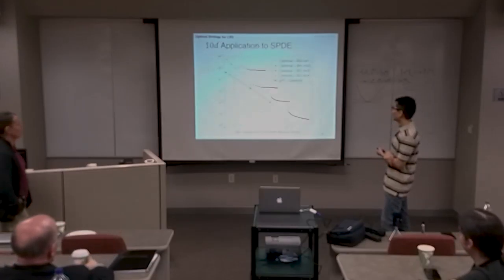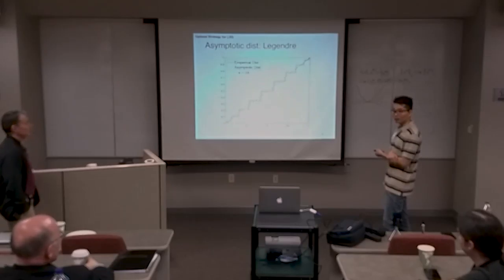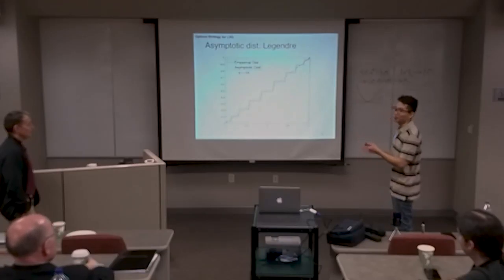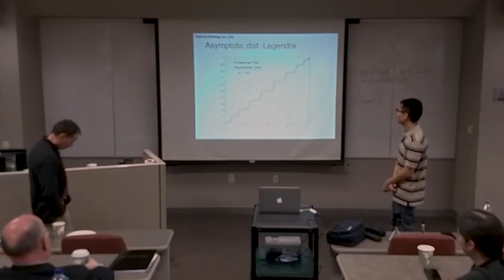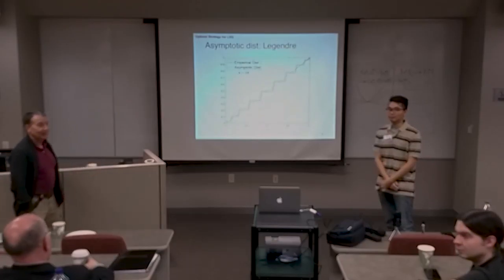So as you can see, you see the empirical distribution. These are the zeros of the, I mean, close to the zeros of the... Yes?